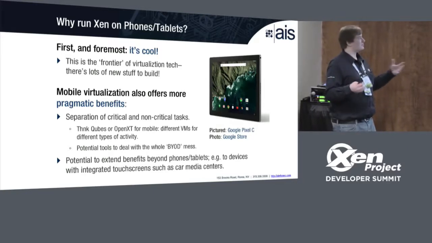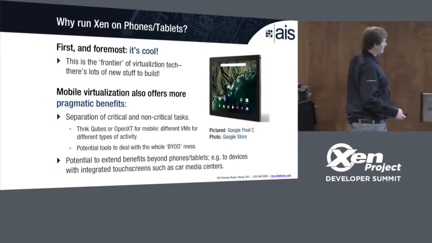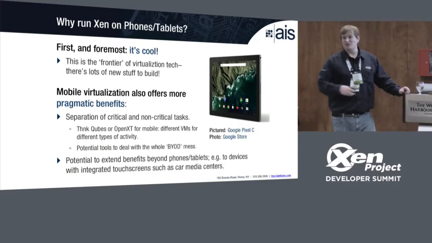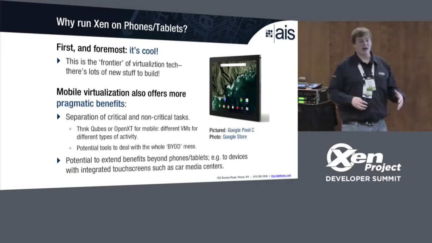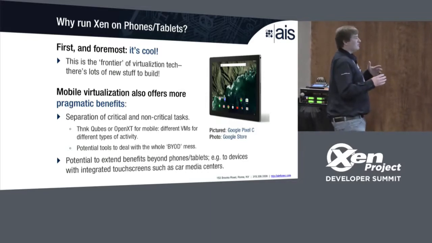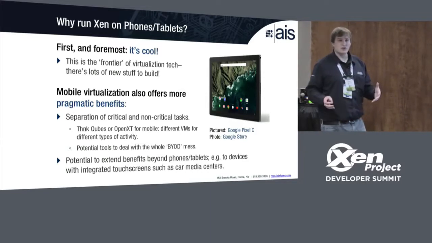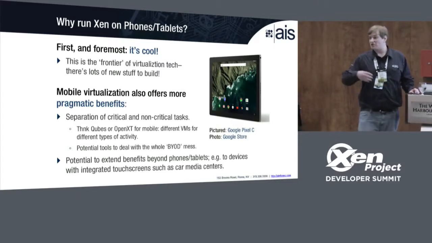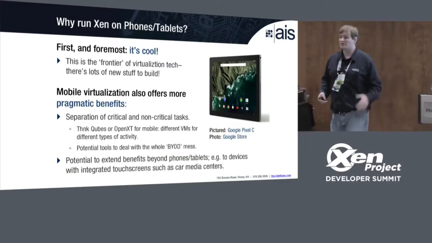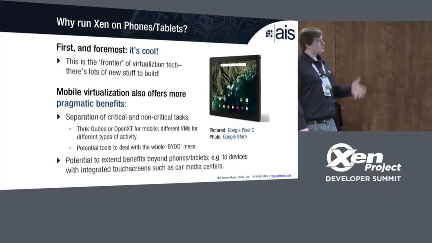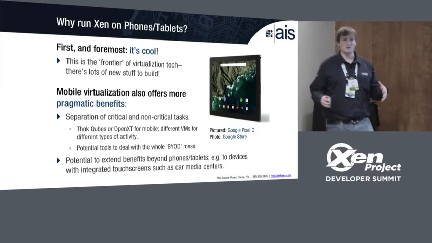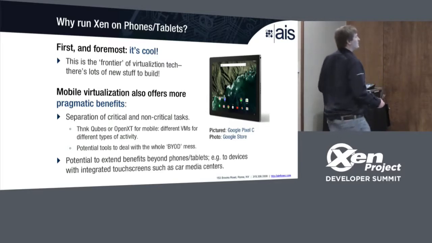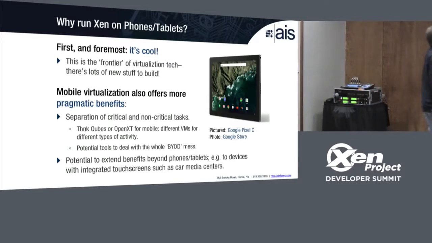So first off, why would you want to run Xen on a phone or tablet? For me, the first and foremost goal is that it's really cool, right? So I love playing with things. This is a really neat opportunity to take Xen and try it on an environment that really hasn't gotten a lot of use, right? Xen on ARM is kind of the frontier of Xen, and ARM in general is the frontier of virtualization. So we have a lot of opportunity to make contributions, a lot of opportunities to run into those fun bugs that you get when you first try to bring up a system. So this is really a neat playground to play in.